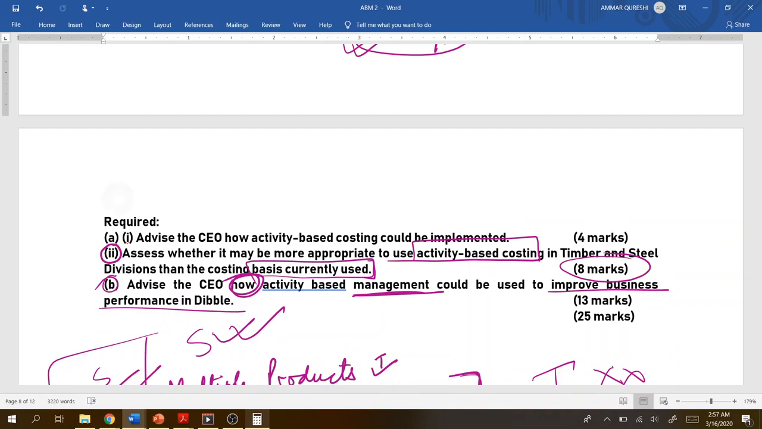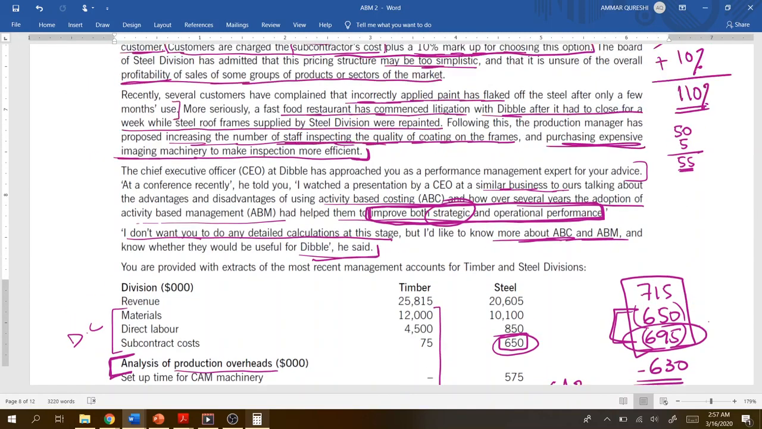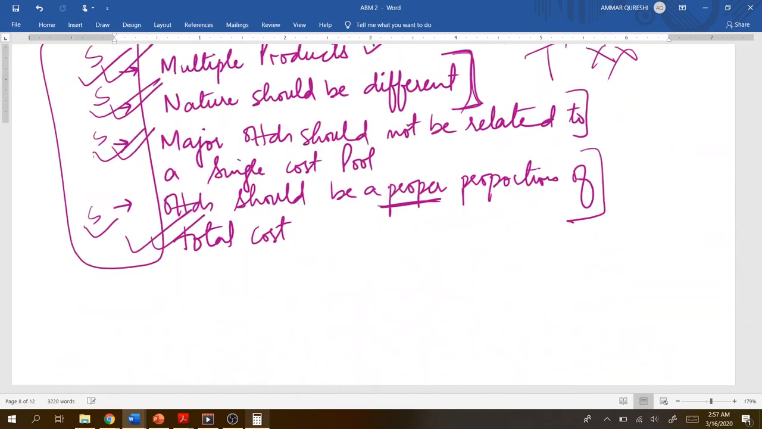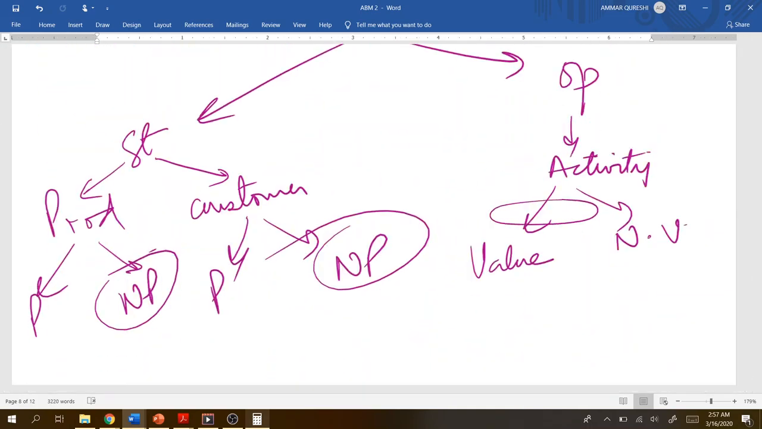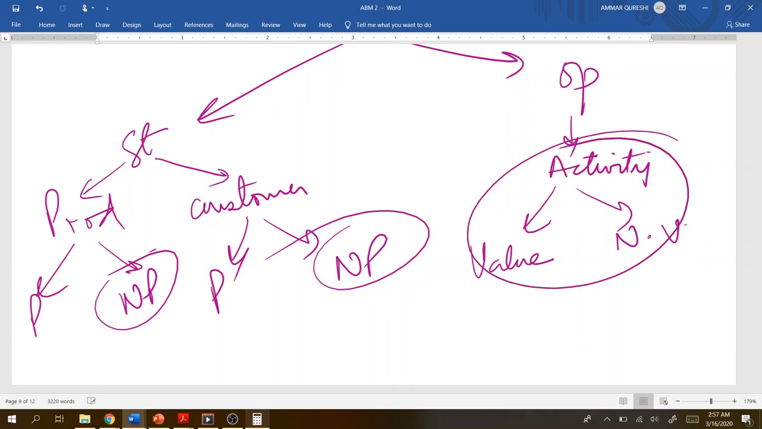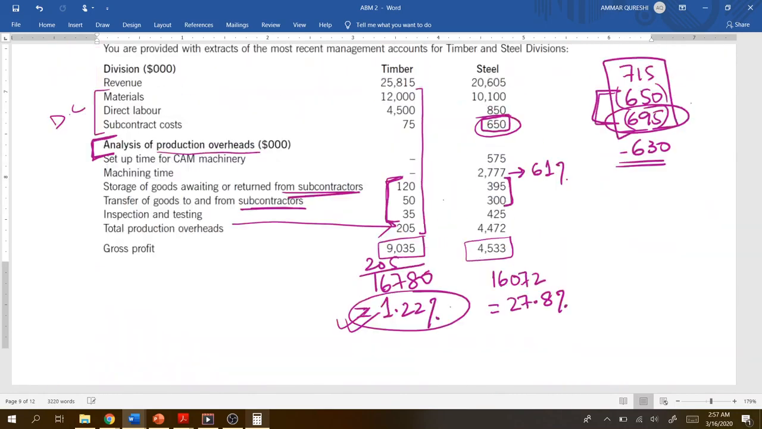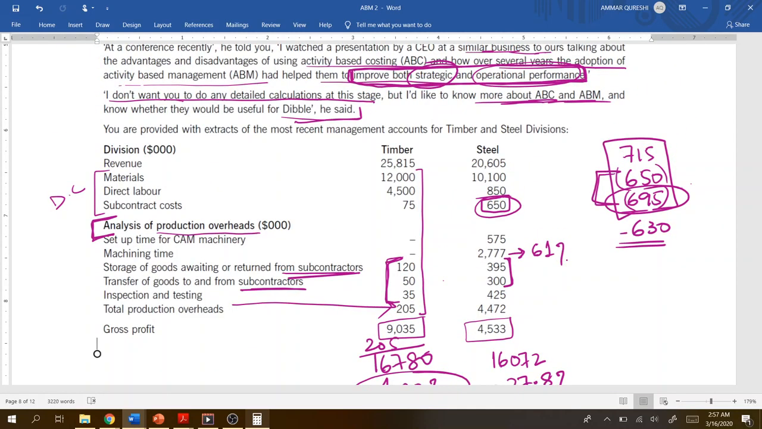What is the second part? The second part is we need to identify operational performance. Operational performance is actually connected with value-added and non-value-added activity. So we have to identify which activity is value-added and which activity is non-value-added, right? You may pause this video and think about which of these five cost pools is a value-added activity and which is not.